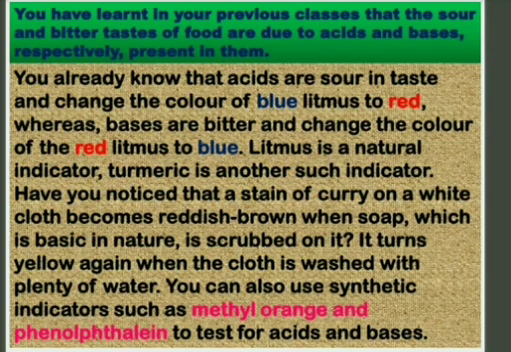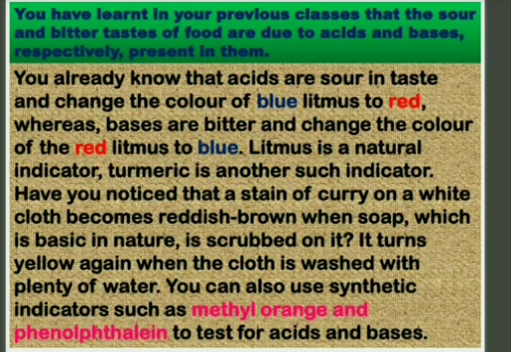You have learned that acids are sour in taste. They can change the color of blue litmus to red, whereas bases are bitter in taste and they can change the color of red litmus to blue. I have explained to you what litmus is. Litmus is a natural indicator. For example, you can take another indicator, turmeric also.